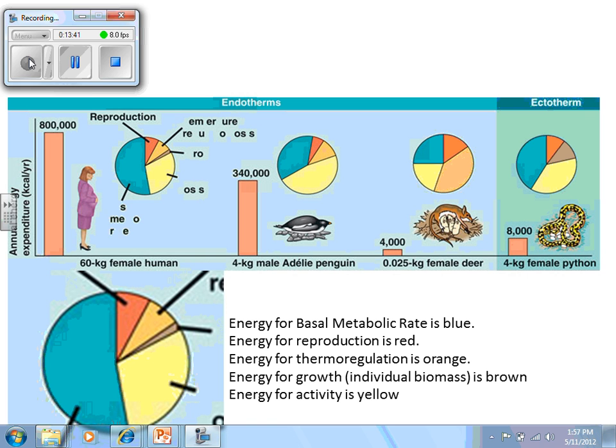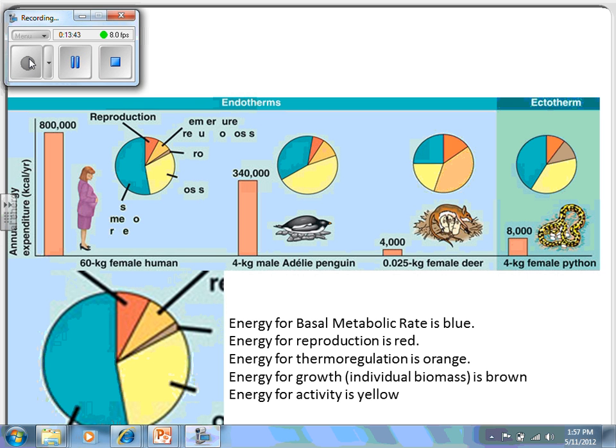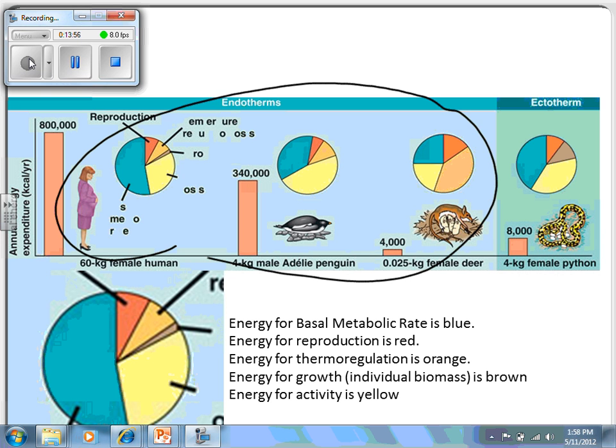All right, here we're looking at pie charts that show how energy is used in different kinds of organisms. Human, penguin, and this is a deer mouse. It's not actually a deer, it's a deer mouse. All these are endotherms, warm-blooded organisms. And then we've got a snake over here, which is obviously an ectotherm, cold-blooded.